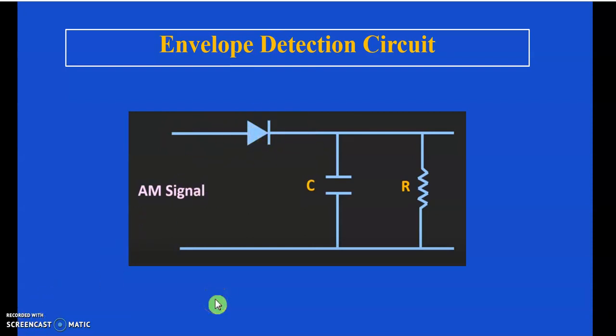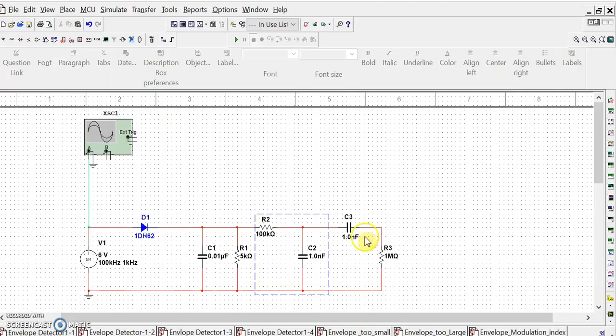All right, so now let's simulate this envelope detector and let me show you some simulation results. In the simulation software, I have built this envelope detector circuit, along with a low pass filter, an RC low pass filter, and a DC blocking capacitor.